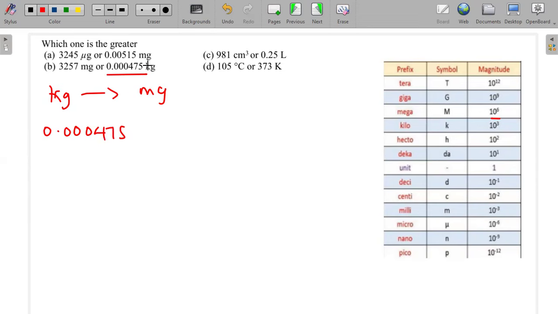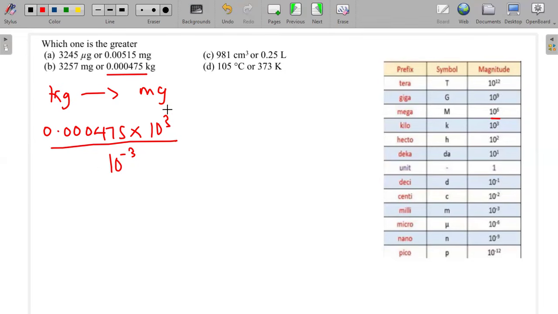Remember it had kg, so I multiply by the prefix value for the k, which is kilo. So that is 10 to the power 3. And then I divide by where I'm going, which is the milli. So milli is 10 to the power minus 3. Okay, so what do we notice here?